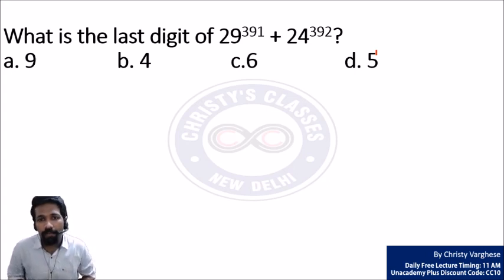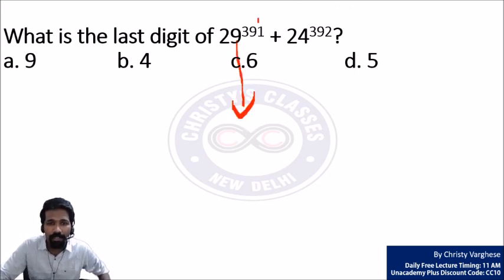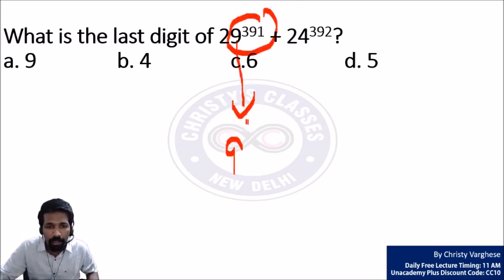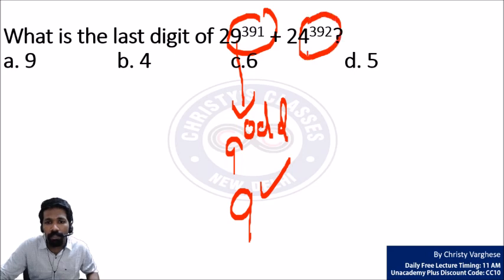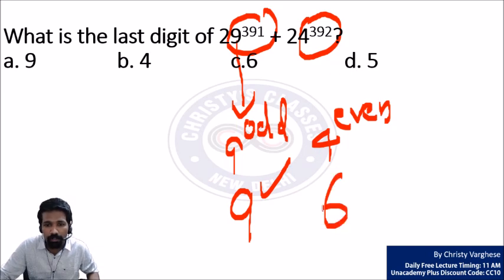29 raised to 391 plus 24 raised to 392. 9 and 4, they are cyclicity 2 type of numbers. 29 raised to 391 means 9 raised to an odd power. 9 raised to an odd power means first type. First type in 9 is 9. 4 raised to 392. 4 raised to an even power means second type. 4, 6, 4, 6, 4, 6, so 6.